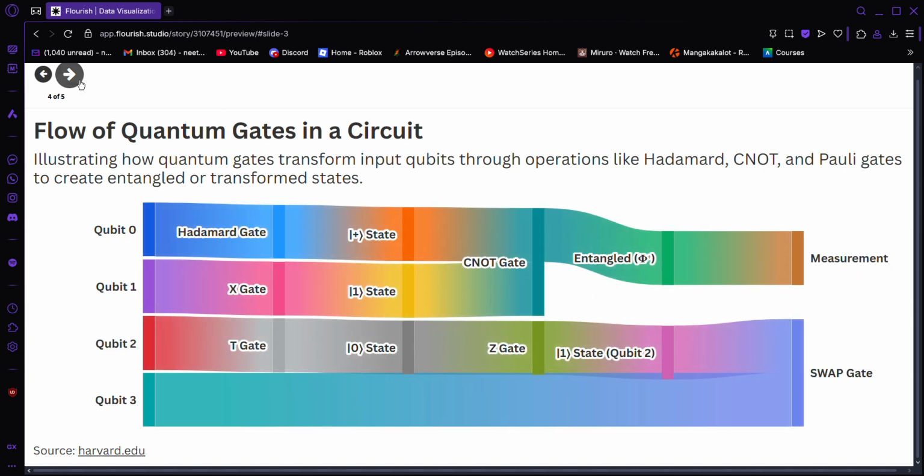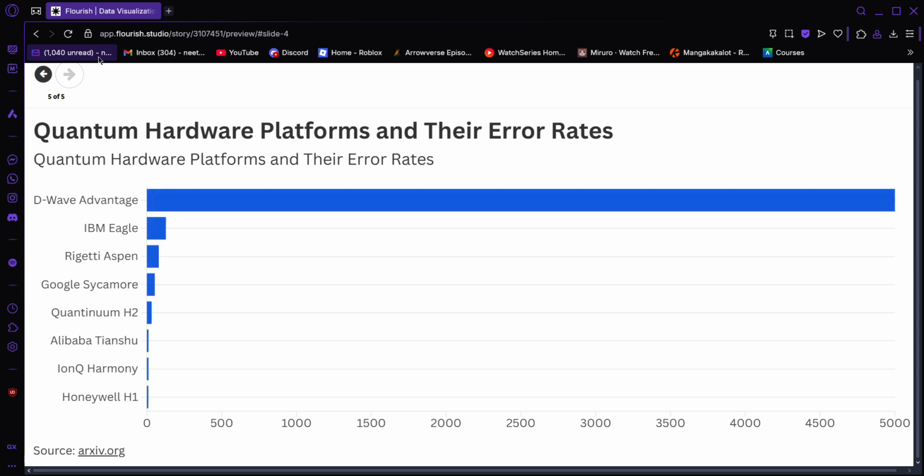can't. And finally, we have a bar chart that shows the error rate of quantum hardware platforms. The chart compares various quantum computing platforms based on their average error rates, qubit count, and so forth. The lower the error rates indicate better hardware fidelity in them.